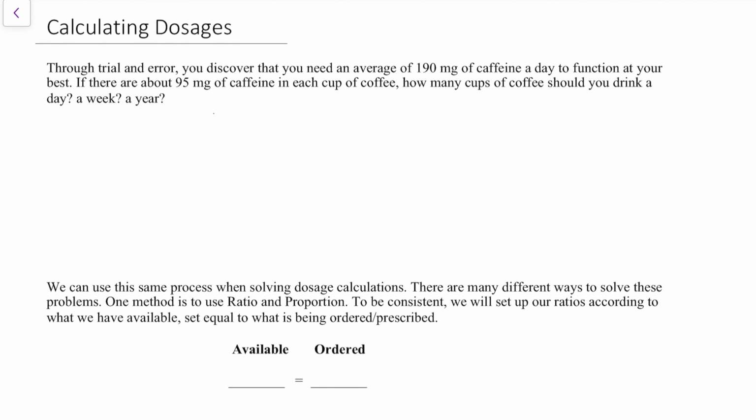Okay, so if you need 190 milligrams of caffeine a day, and there's 95 milligrams of caffeine in each cup, let's take a look at 190 milligrams divided by 95 milligrams gives you 2 cups of coffee, in order to get to your 190 milligrams a day. So that means you need 2 cups of coffee per day.